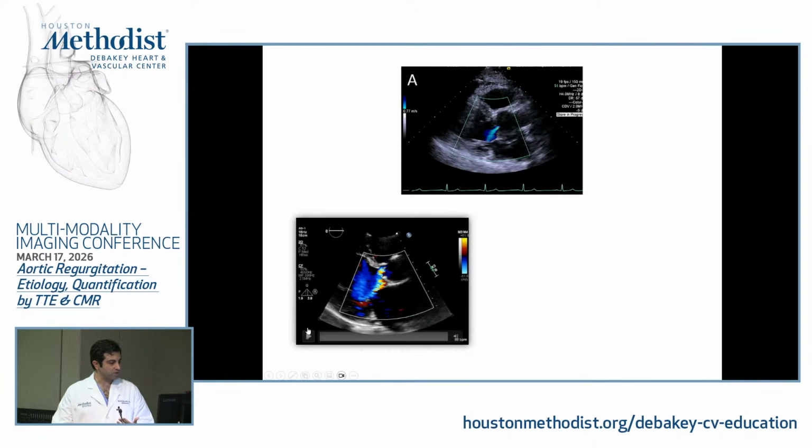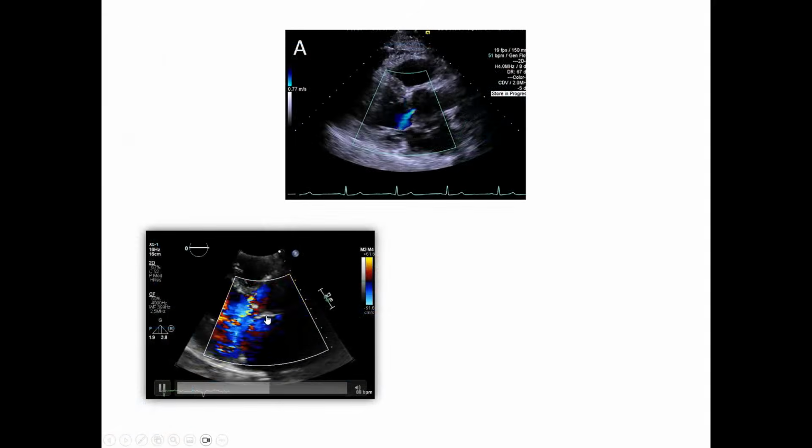So these are the three examples that I showed you earlier. Would you guys use the jet width here? You think it'll overestimate, underestimate, or be accurate for AR severity? So measuring the jet width here, comparing it to the LVOT. It may underestimate, right?